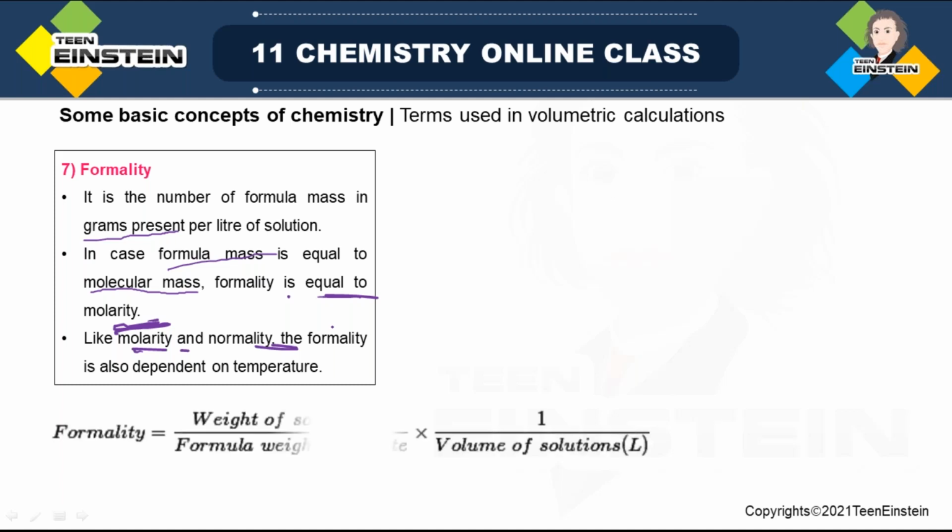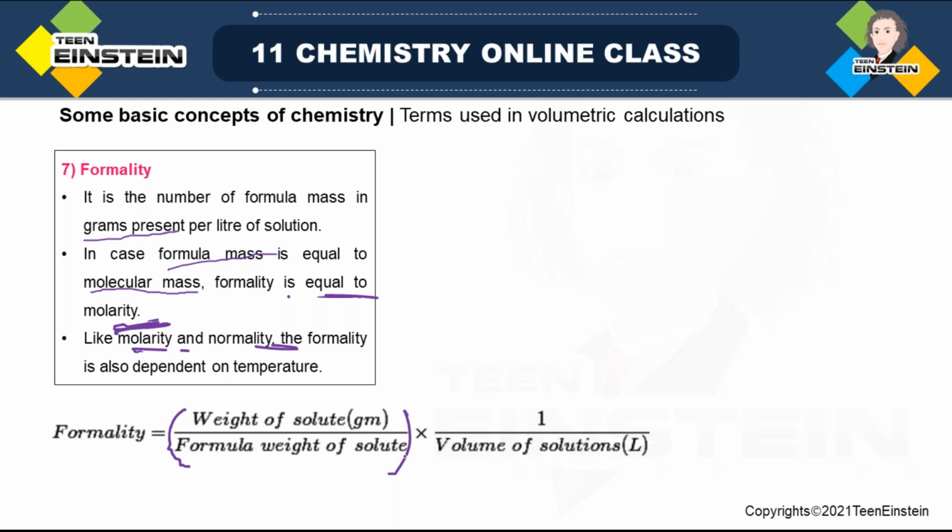Fine. So how to express it? It is weight of the solute in gram unit divided by formula weight. This is actually the same thing that we do, remember, when we try to find out number of moles. In case of calculation of number of moles, we take given weight divided by molar mass. In this way you can get moles.